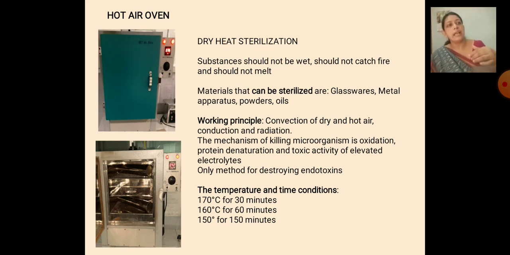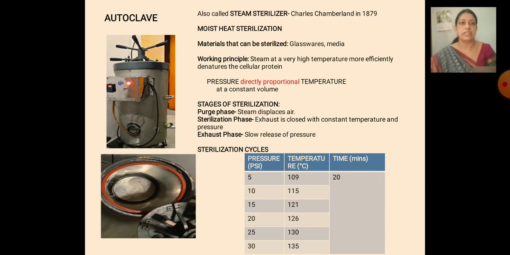So, for immediate sterilization of glass material, suppose we have not sterilized it before, we can use this type of dry heat sterilization in the hot air oven.